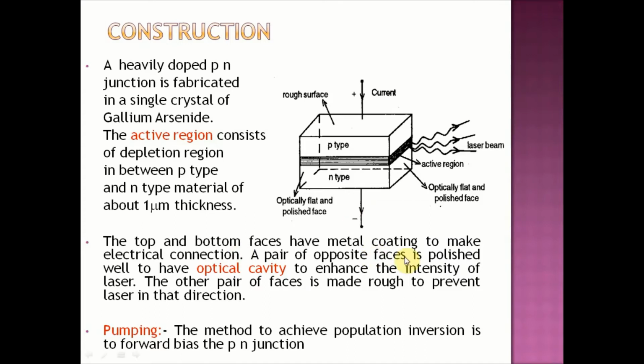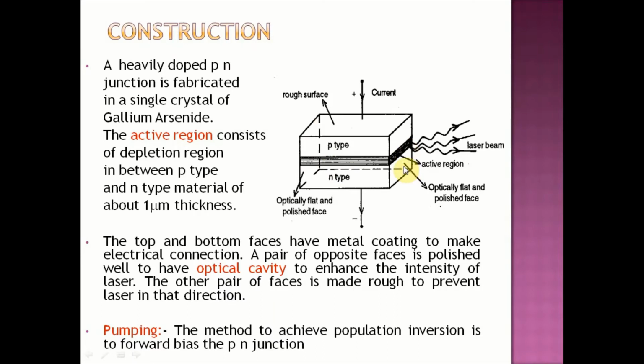A pair of opposite faces is polished well to have optical cavity to enhance the intensity of laser. So these are the optically flat surfaces. This is the flat surface and highly polished, and this is also an optically flat and polished face. The laser output can be taken out from this region. So these two faces are polished surfaces. The other pair of faces is made rough to prevent the laser in that direction.